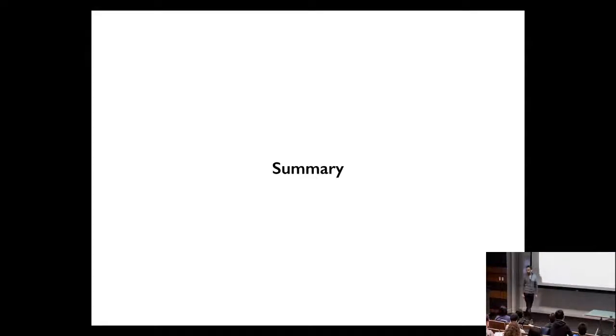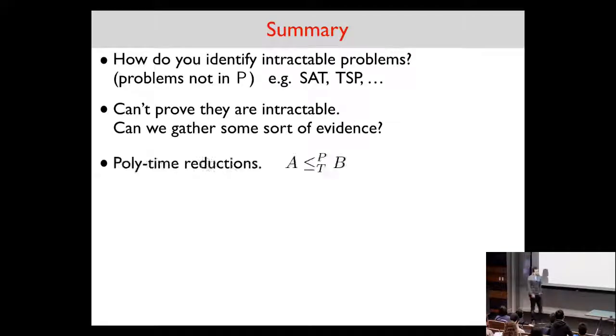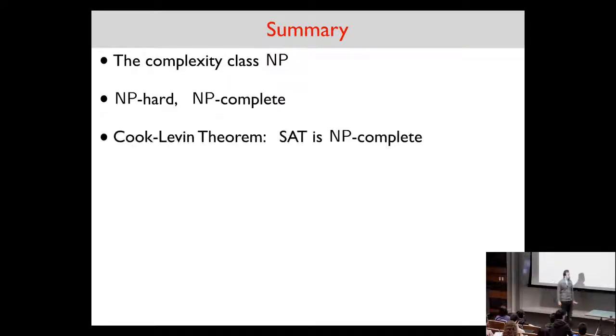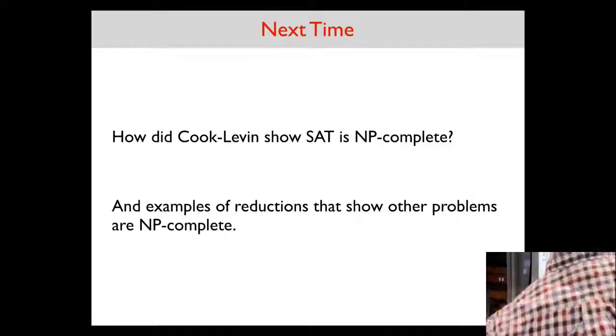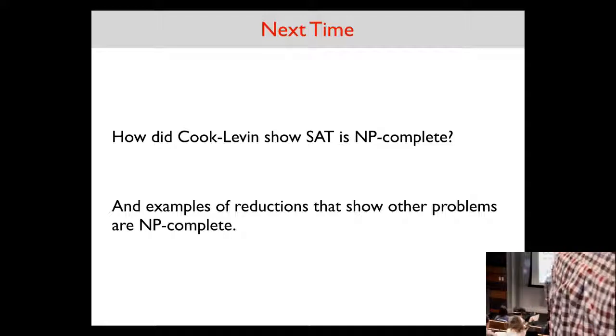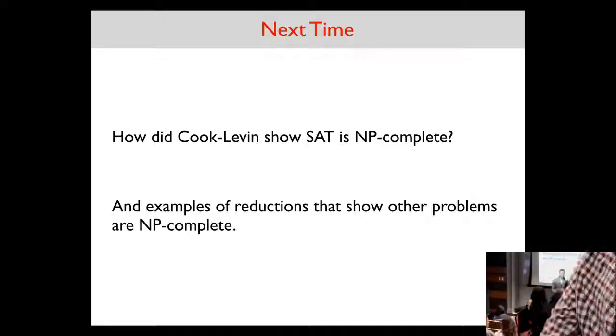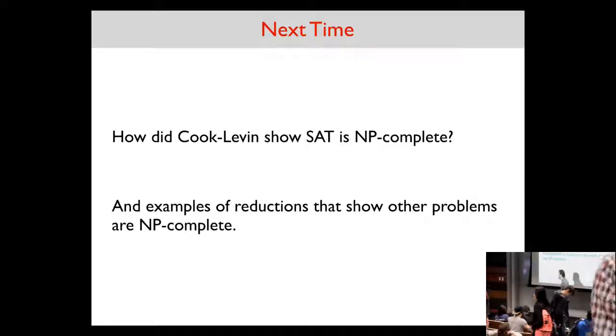All right, so that's basically it. I have 2 slides of summary. You can check it on your own. And then next time will be how did Cook and Levin show that SAT is NP complete? That's a pretty interesting question. And examples of reductions that show other problems are NP complete.